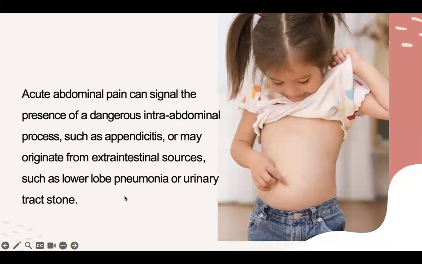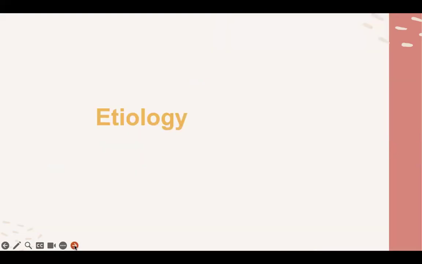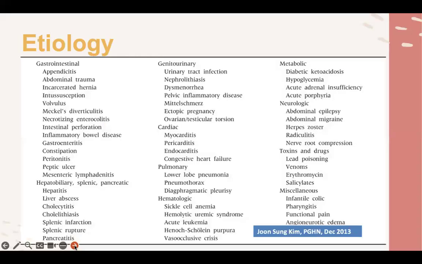So acute abdominal pain can be either a dangerous intra-abdominal cause such as appendicitis, or it may originate from extra-abdominal sources. This is a summary of the neurological basis of abdominal pain. Okay, let us look at the etiological profile of abdominal pain.